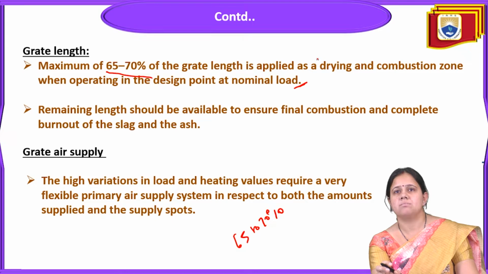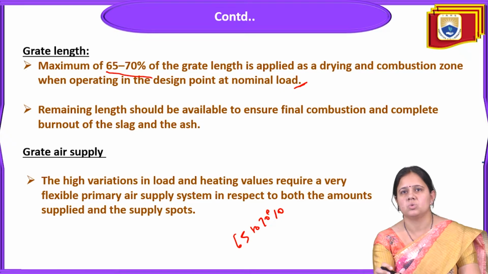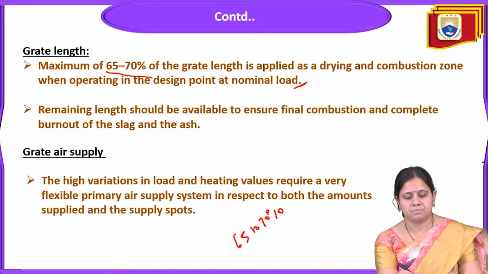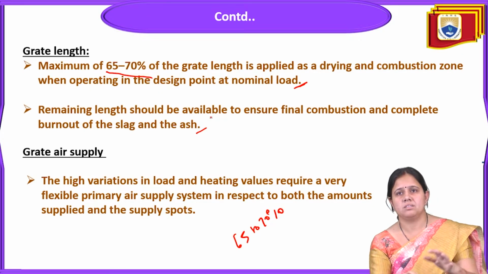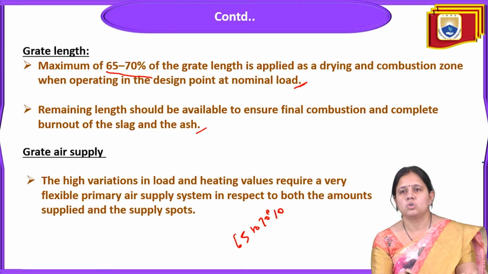So a maximum of 65 to 75% of the grate length is applied as the drying and combustion zone, and the remaining length should be available to ensure final combustion and complete burnout of the slag and the ash.